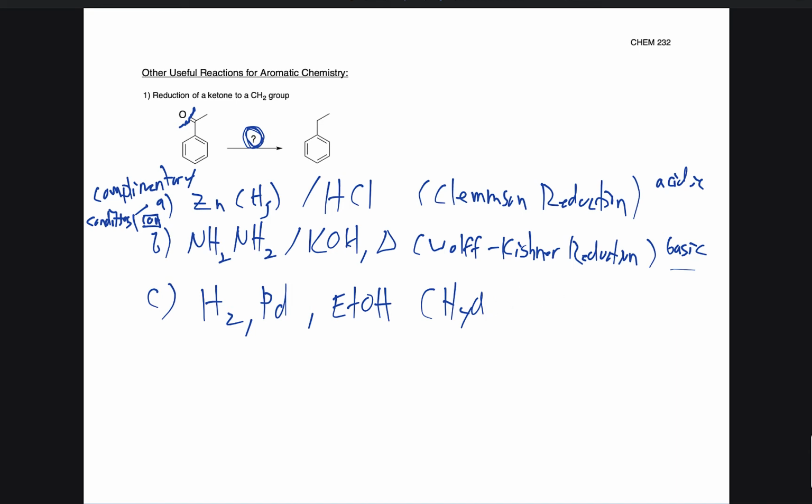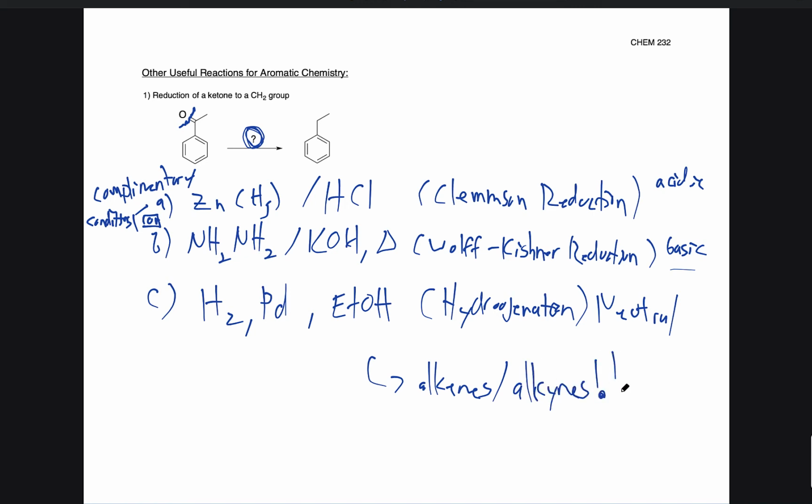If I can spell correctly, hydrogenation. These are neutral, but hopefully you remember this. This will also reduce, right, alkenes and alkynes as well. So we have to be careful that we don't have any alkenes or alkynes present that we don't want to reduce as well. So these are all valid conditions we can use for this transformation, okay? But we might want to be careful what other conditions are present, and we'll see examples of this as we go forward.